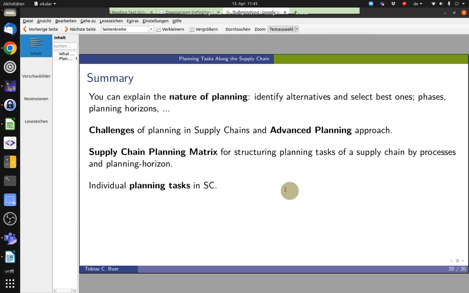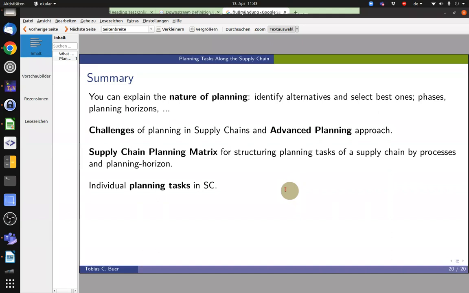Okay, let's close today's session on advanced planning in supply chains. We discussed the nature of planning. You can explain the characteristics of planning, which include mainly identifying the alternatives and selecting the best ones, different phases of planning, different planning horizons, etc. We discussed some challenges in supply chains, which make planning in supply chains very challenging. And based on these challenges, I introduced you to the main characteristics of the advanced planning approach.